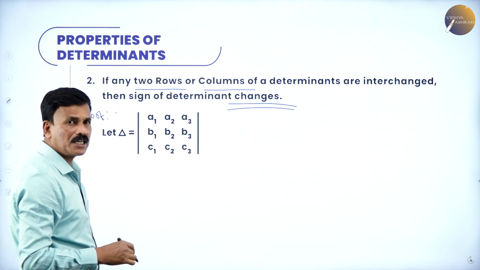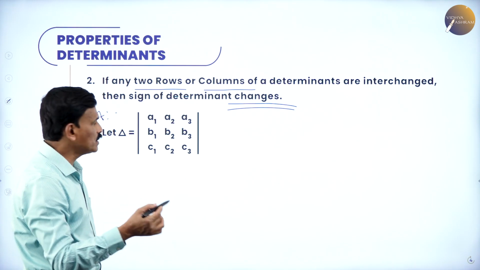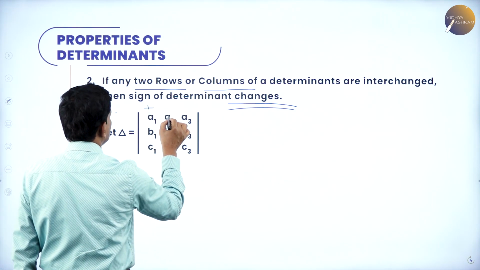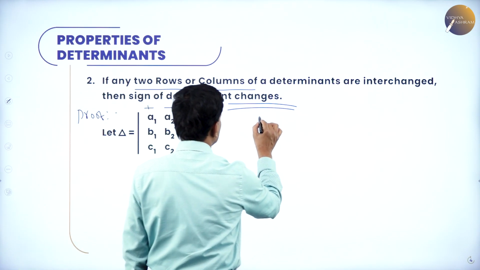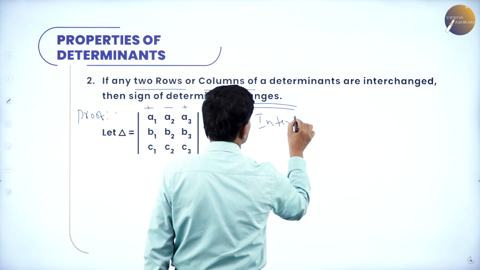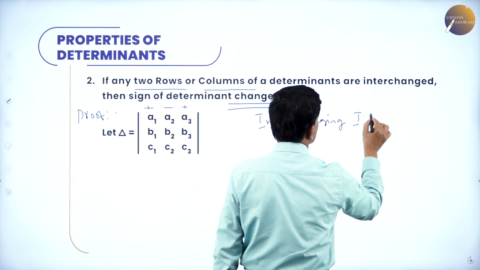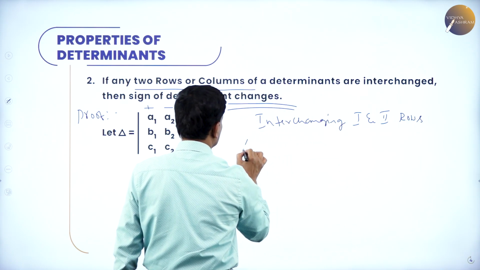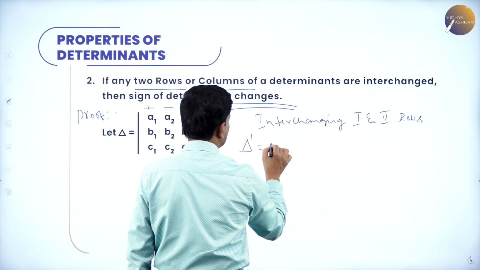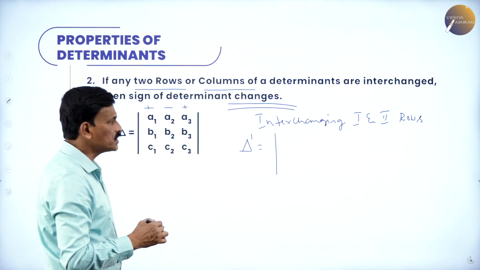Let us consider delta is equal to A1, A2, A3, B1, B2, B3, C1, C2, C3. Expand this with respect to the first row. Plus, minus and plus. Now what is to prove? Let us take interchanging the first and second rows. Now let us interchange the first and second row. Then we are going to get delta dash. Consider it as delta dash.